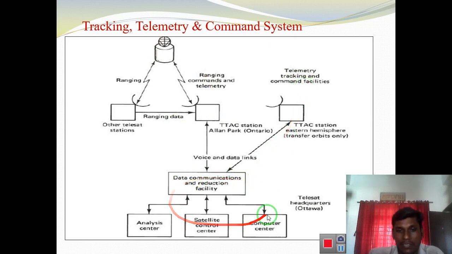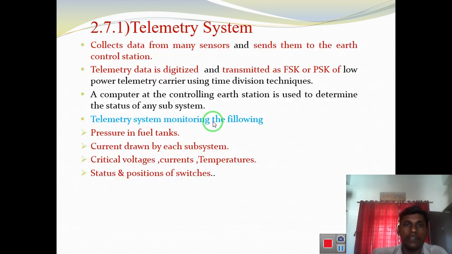Once the data is analyzed by these earth stations, based on the information, the TTC station, that is the telemetry tracking command station, gives the exact control signal to the satellite in order to bring the satellite back to its original orbital path.